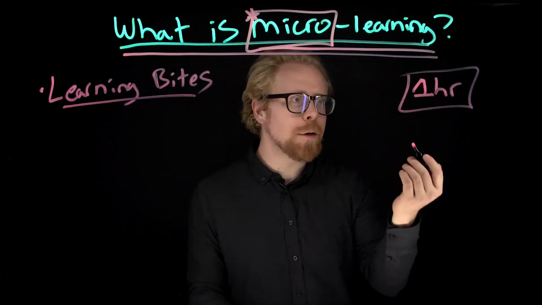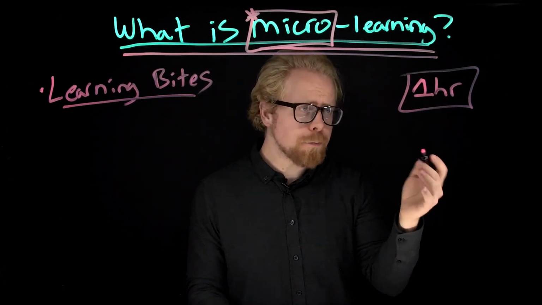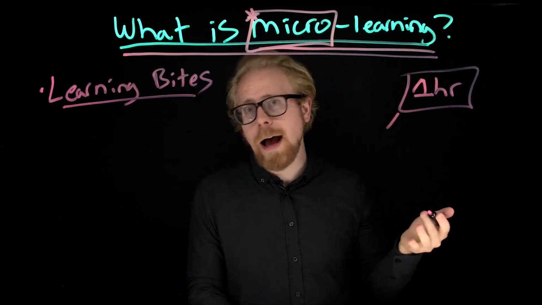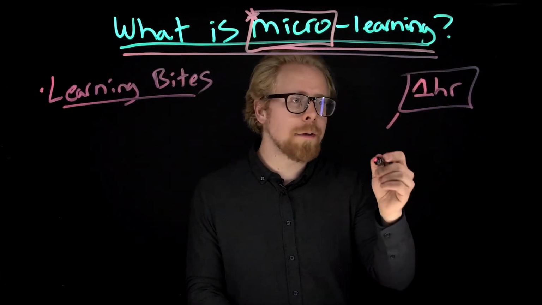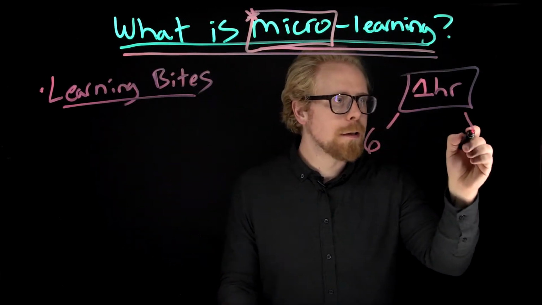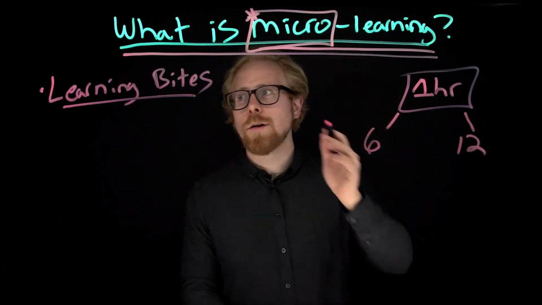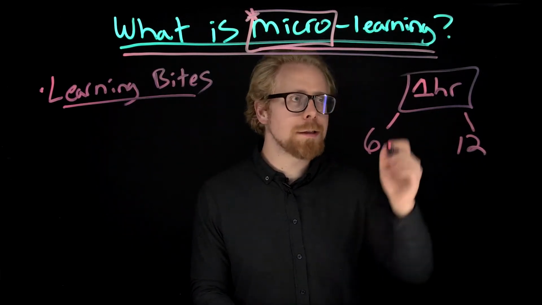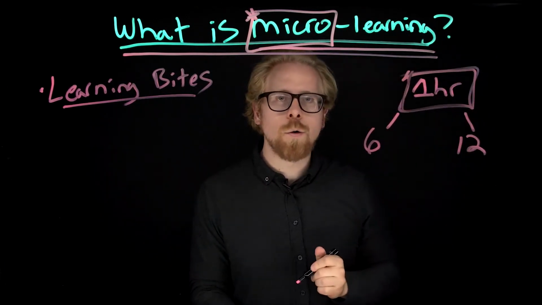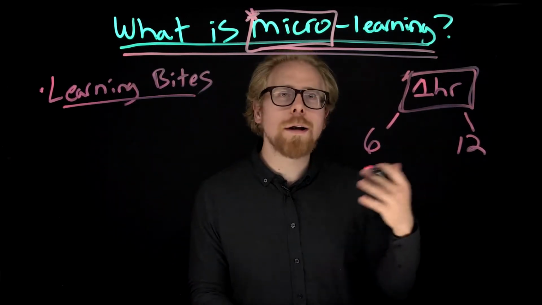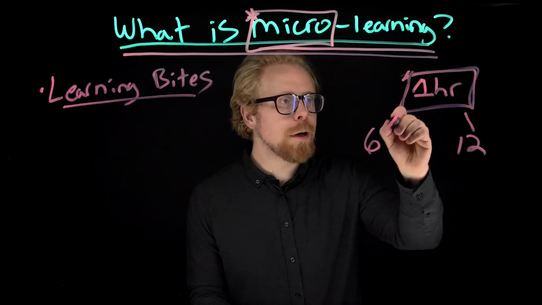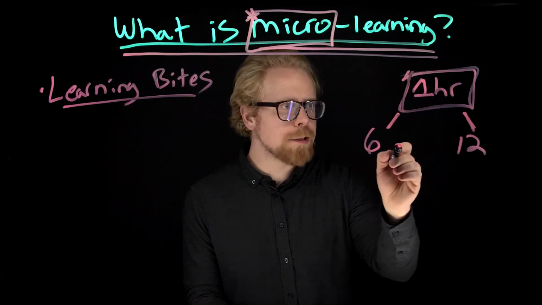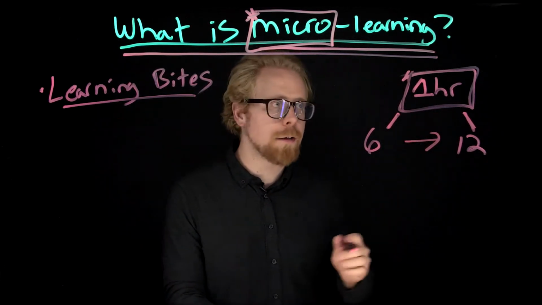But when you break this hour down into content that is no more than 10 minutes long, but closer to the 5-minute mark, you're looking at having between 6 and 12 learning bites or micro learnings. And what this allows you to do is, this 1 hour of onboarding content or manufacturing content, whatever type of content you're creating, you have somewhere between 6 and 12 pieces of content in 1 hour.